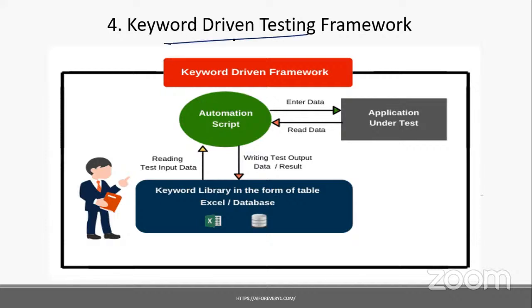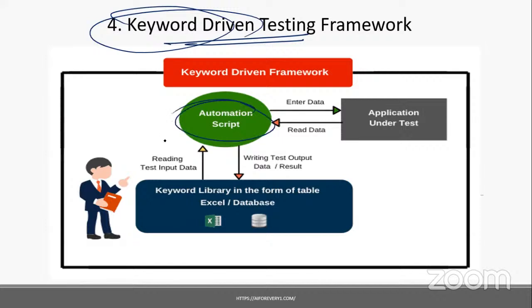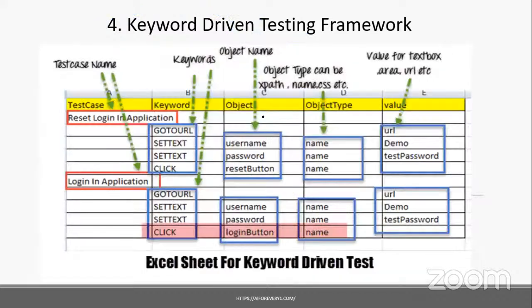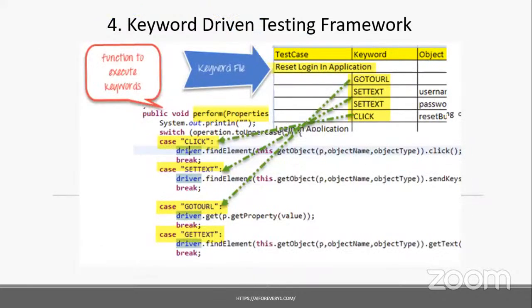So why did the word keyword driven come? Here, in the automation script, we keep the test data in an external resource. It can be an Excel sheet or a data file.